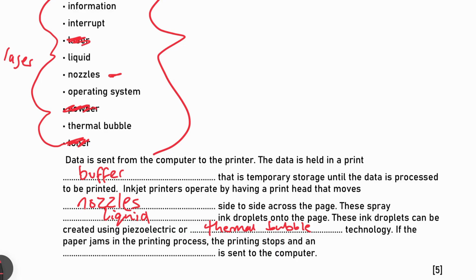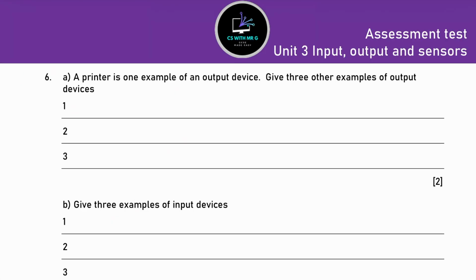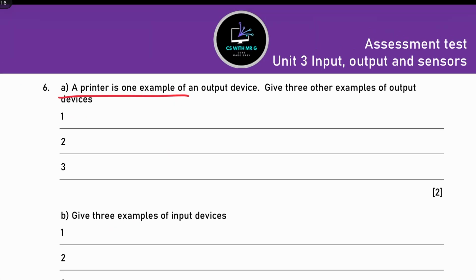And then moving on, if the paper jams in the printing process, the printing stops and an interrupt, which is part of another unit, is sent to the computer. So again, guys, very particular for an inkjet printer. Just be aware that you have to be able to compare inkjet to a laser, to just be on top of that. So continuing on from output devices, a printer is one example of an output device. Give 3 others. Nice and easy.